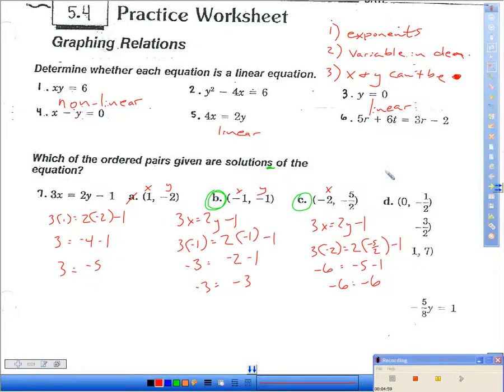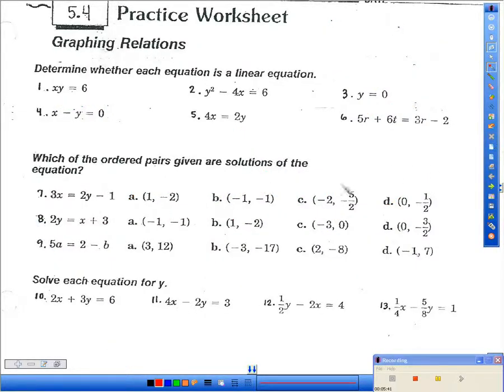And then D, well, D is the point 0, negative 1/2. We're going to take the equation on number 7, 3x equals 2y minus 1, and take 0 and put it in place of x, so 3 times 0, and then take negative 1/2 and put it in place of y, so 2 times negative 1/2 minus 1, and we want to see if the left-hand side equals the right-hand side. Well, on the left-hand side we get 0. On the right-hand side we get negative 1 when we multiply. Minus 1 gives us negative 2. Is 0 equal to negative 2? No, that means that D is not a solution.